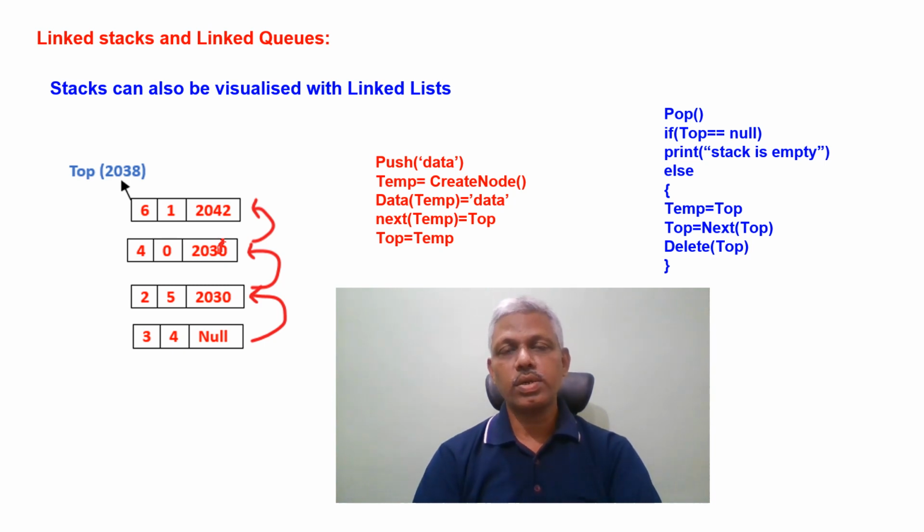So top is lowered down by 1. So top is equal to next of top, and delete top. Whatever current top is there, that is to be deleted, so that the top node is deleted. That is pop operation in case of linked stacks. This is how we can implement stacks using linked lists. The advantage of stack implementation using linked lists is we can dynamically grow or shrink the stack at our convenience.